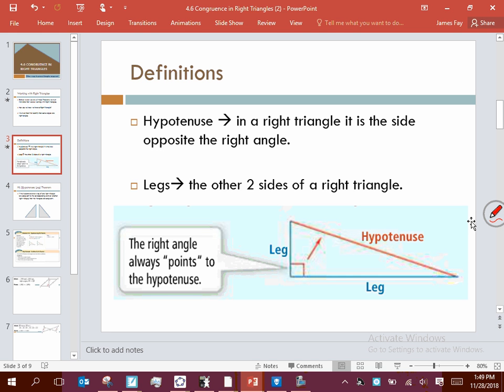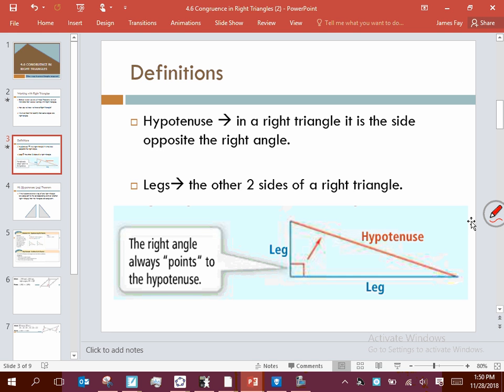We talked in section 4.1 that across from the largest angle is always the longest side. Is there ever an angle larger than 90 in a right triangle? No. So that's why the hypotenuse, which you probably defined in previous courses as the longest side of a right triangle, is always the side opposite your right angle. Only right triangles have hypotenuses. An equilateral triangle does not have a hypotenuse. An isosceles triangle might have a hypotenuse if that isosceles triangle is a right triangle. Does that make sense?